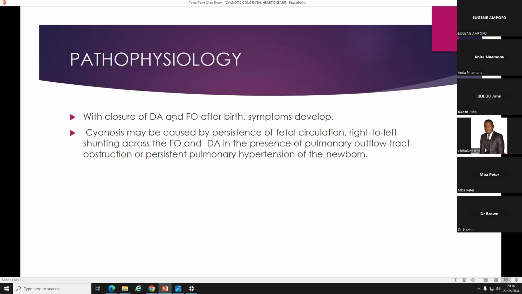So with closure of the ductus arteriosus and foramen ovale after birth, in patients with cyanotic congenital heart disease, symptoms can develop depending on what pathology we are discussing. Cyanosis may be caused by persistence of the fetal circulation, right to left shunting across the foramen ovale and the ductus arteriosus in the presence of pulmonary outflow tract obstruction, or in cases where there is persistent pulmonary hypertension of the newborn.